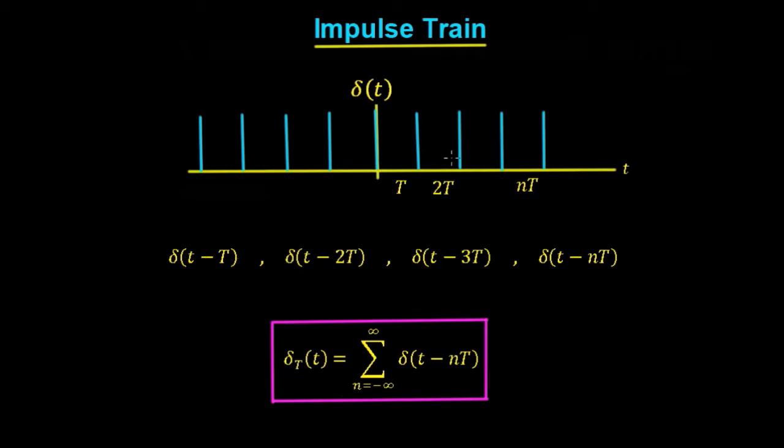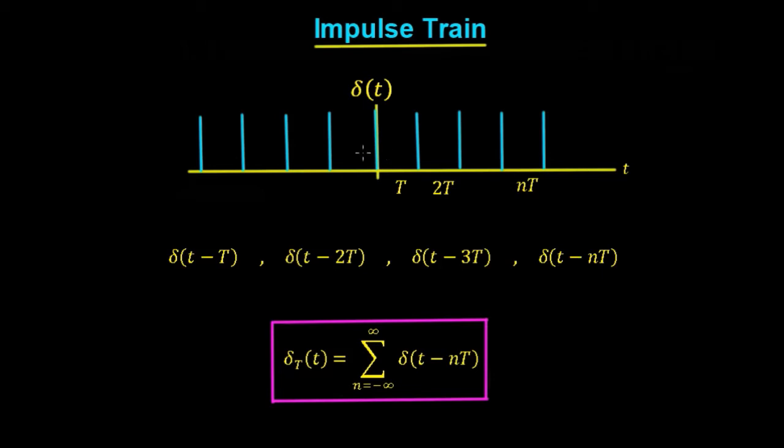And if it's delayed again, the next spike will be delta of t minus 2T, and then minus 3T, and so forth. And in general it'll be delta of t minus nT. Of course, if you were going the opposite direction here, it would be delta of t plus nT.